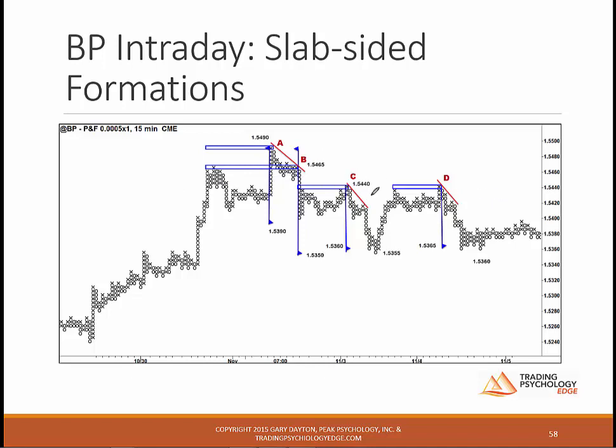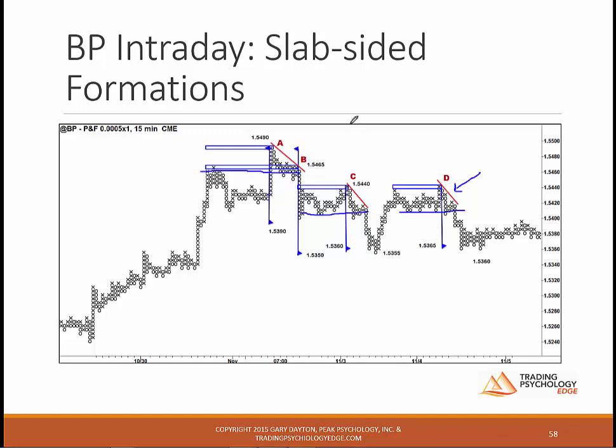But a slab-sided formation, the best one here is D, where there just is no ability to rally this market, particularly off of support. We see this level of support and there's no ability to rally. And so we call it slab-sided. Same thing here. We have support here, and same thing in here. We have support, but we're not able to rally off of that support, and we get what's called a slab-sided, or we can almost draw a trend line down from here.